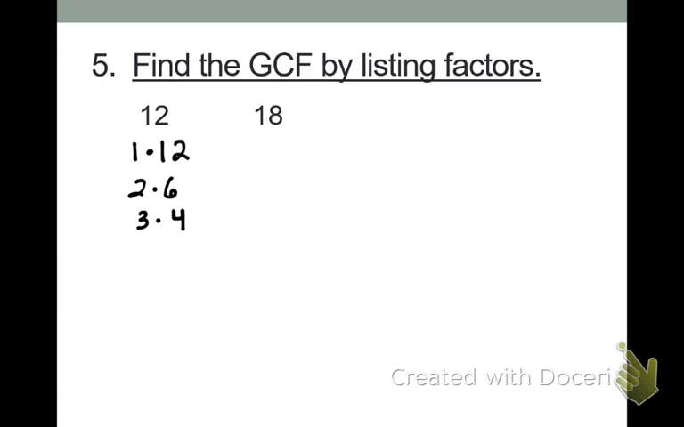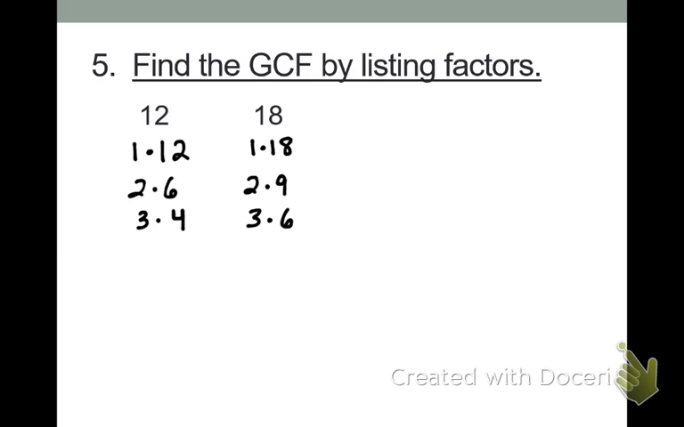Isabel, 18. 1 times 18. Good job. Landon? 2 times 9. Michael? Okay, 3 times 6. Next up, Emma. You are correct. There are not any more.